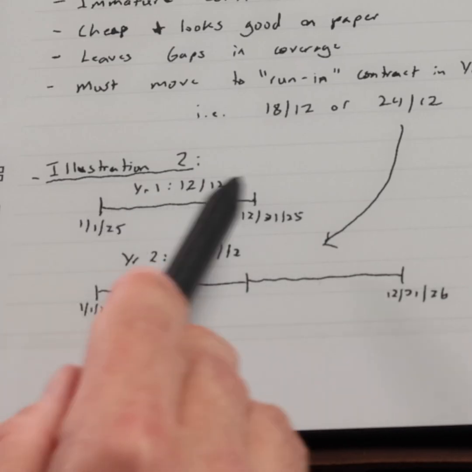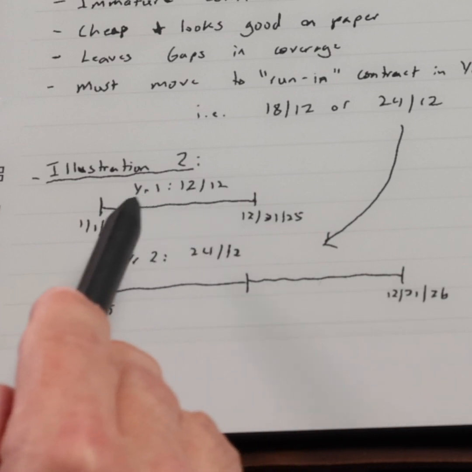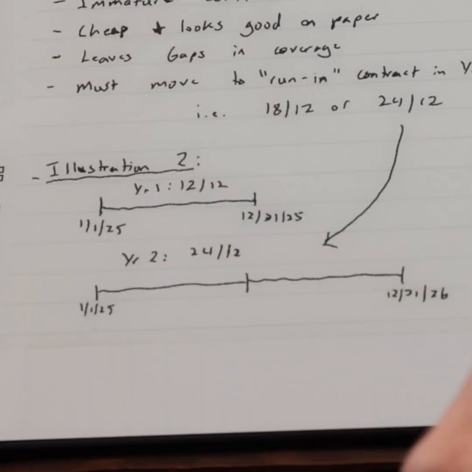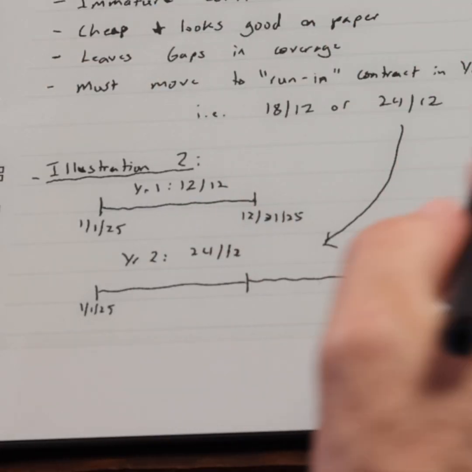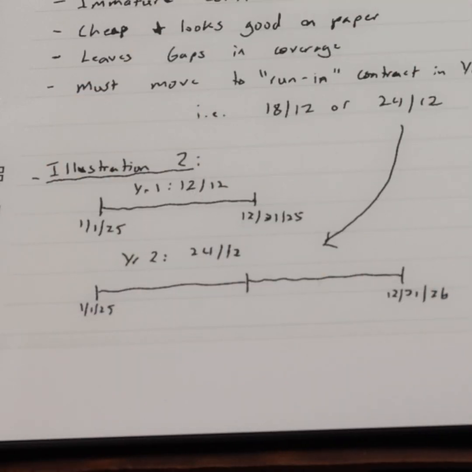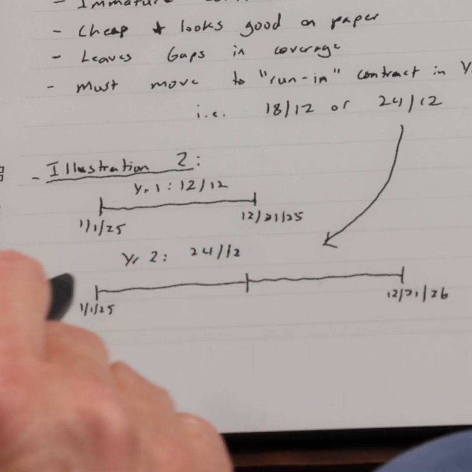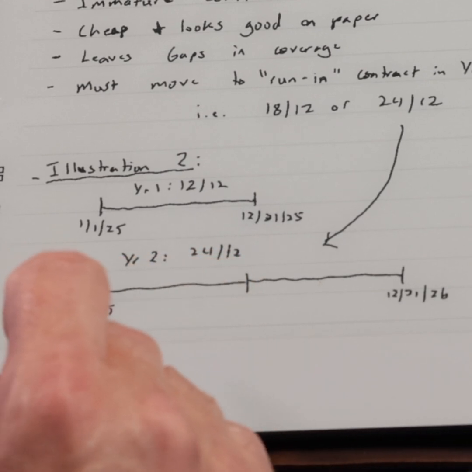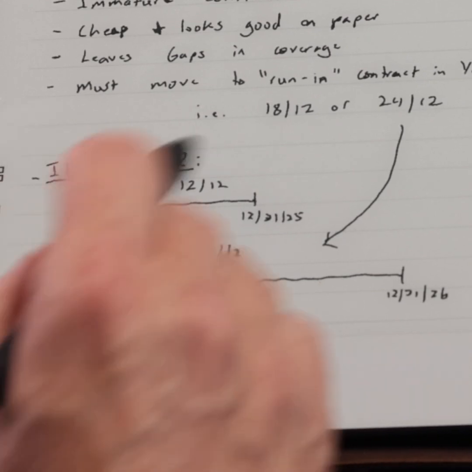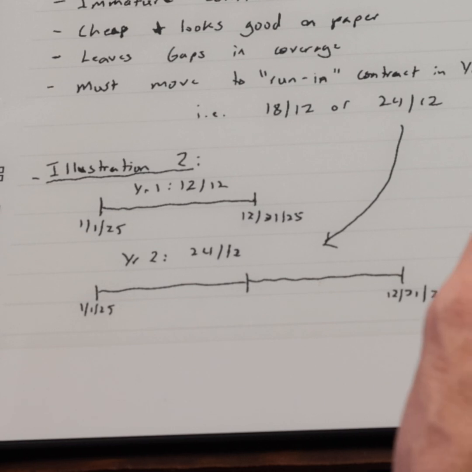So let's look at what that actually means. If I use that same 12-month period in year 1, 1/1/25 to 12/31/25, my 12-12 contract, in year 2, I'm going to convert that to a 24-12 contract. And so what that means, even though it's going to have a 1/1/2026 start date, it's going to look backwards 12 months for claims that did happen but did not get paid in that first 12 months.